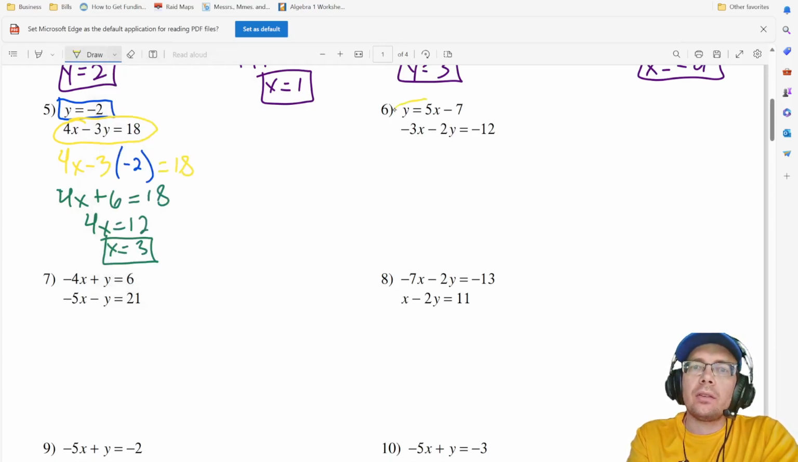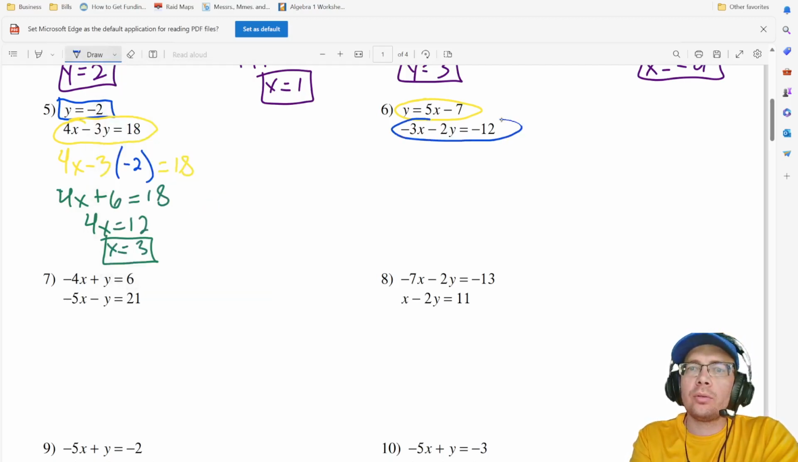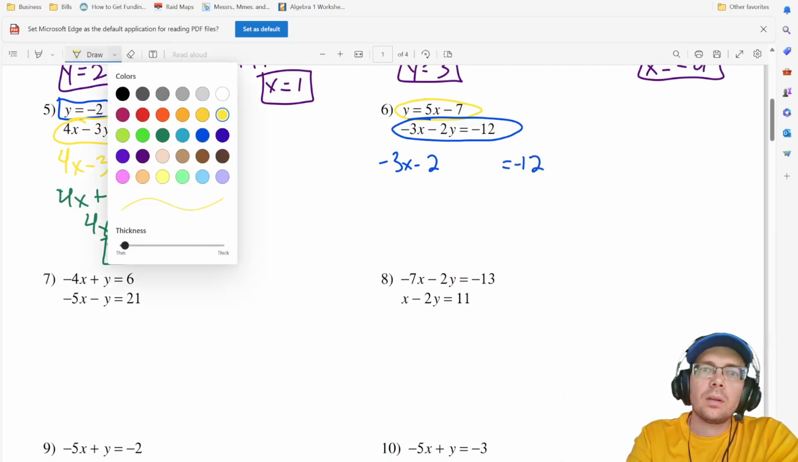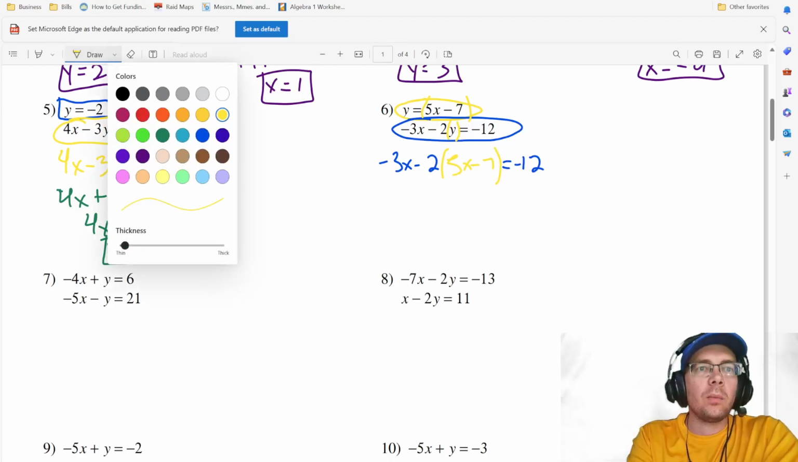Let's see, there's our yellow. And here's our blue. So negative 3x minus 2, and then we put our y stuff in there, and that's equal to negative 12. Okay. So that's going to be our y stuff. So our y is right there. Y stuff is right here. 5x minus 7. And then we go to green.